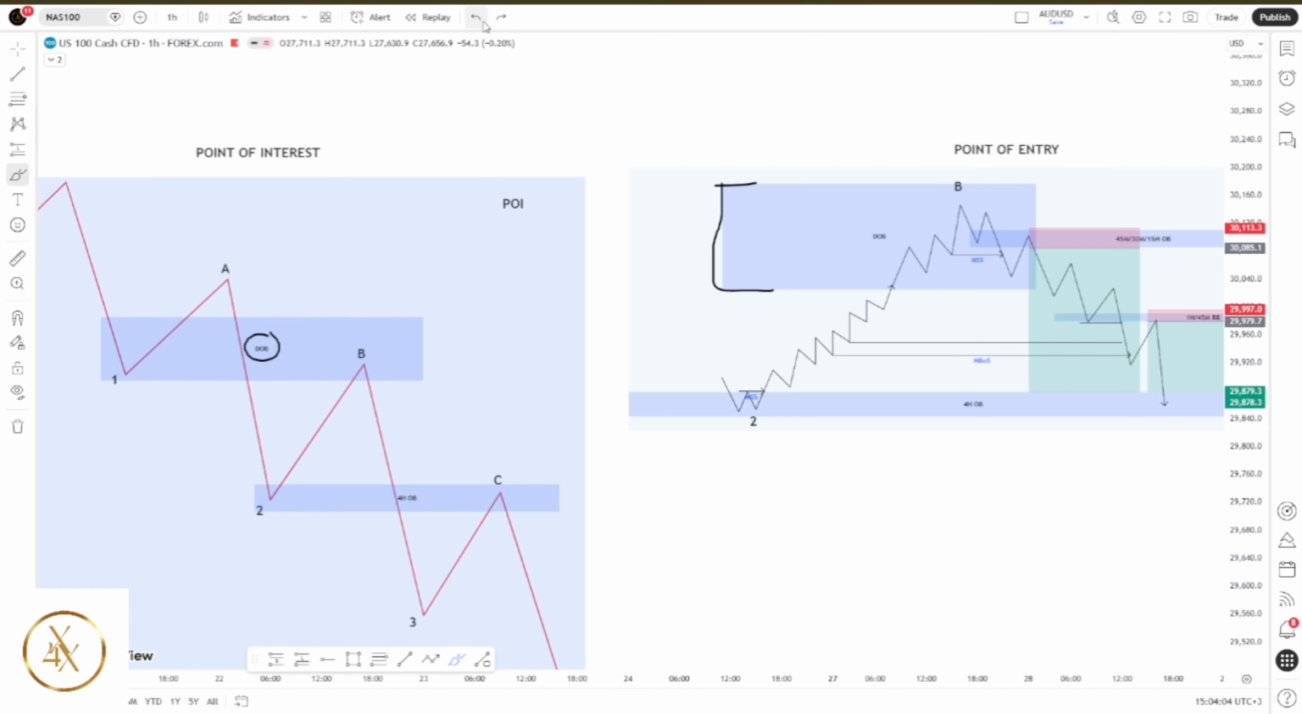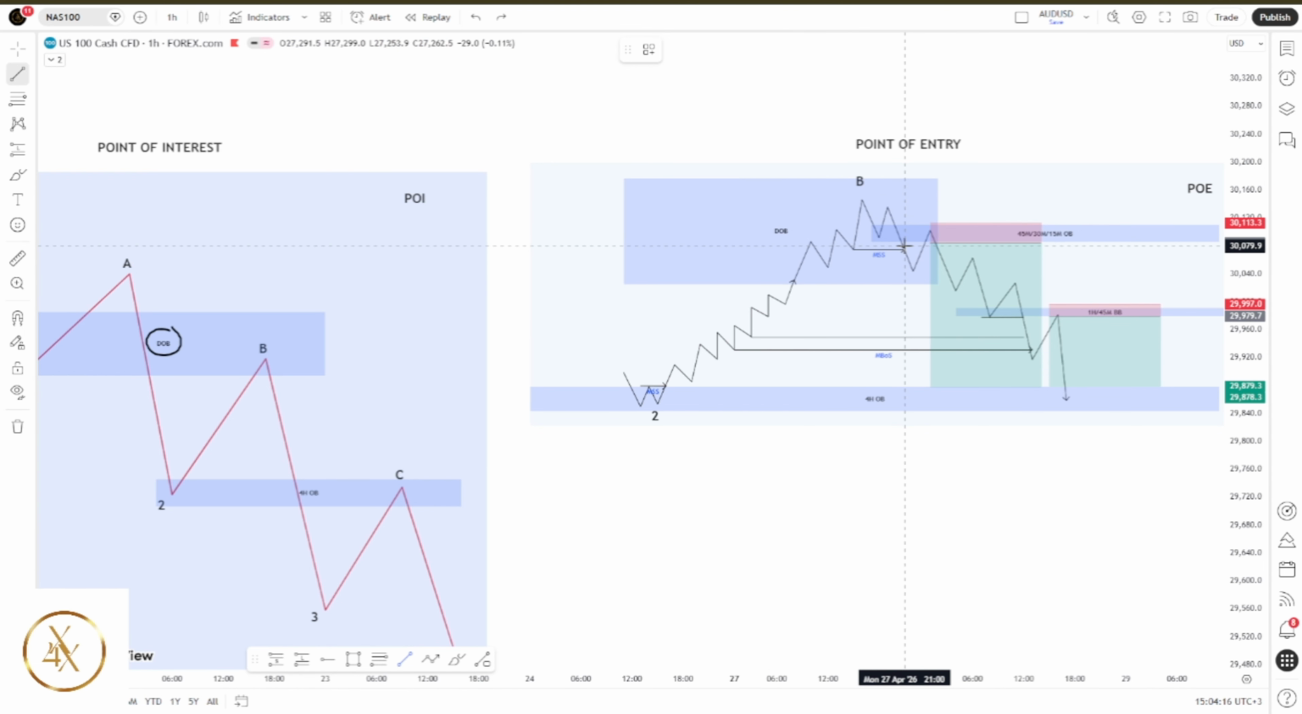And what is missing there? The only thing that is missing is inducement. And of course, inducement can't be shown on these illustrations here, but you'll have to get some kind of inducement around these levels here. Get some kind of liquidity around those levels there to short the market.